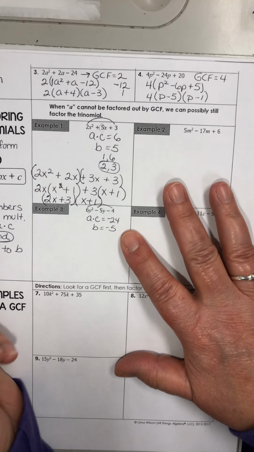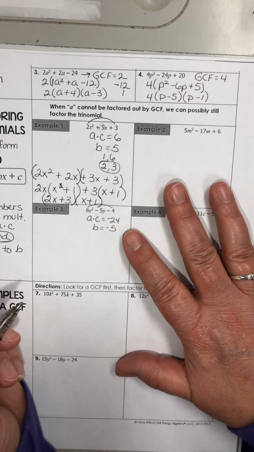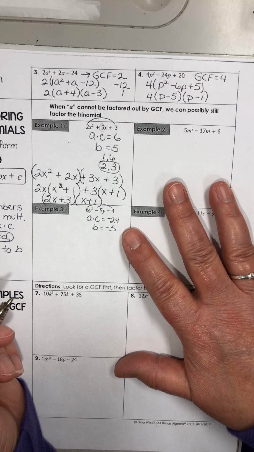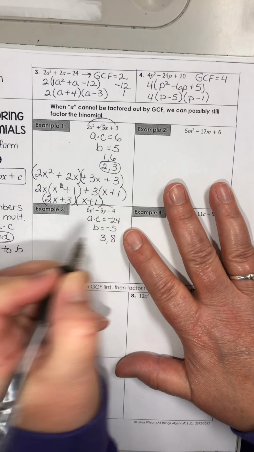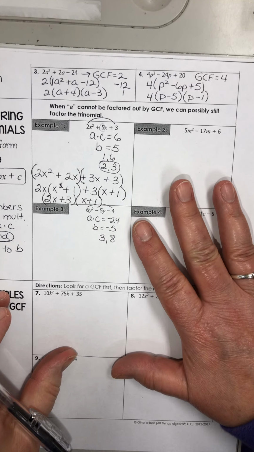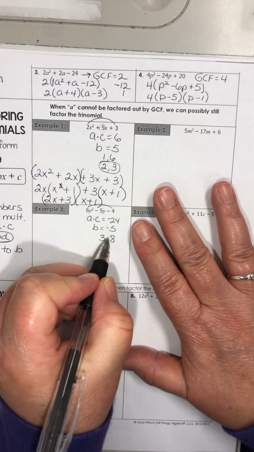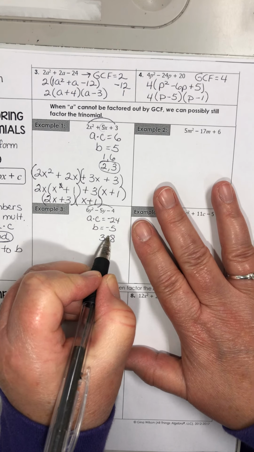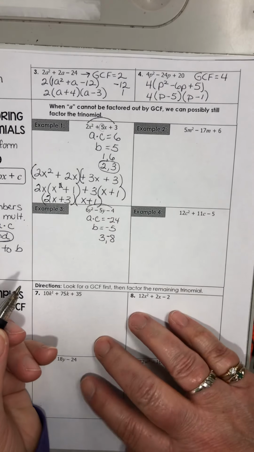If I start out with 1 and 24, nah. 2 and 12, can't get a 5. 3 and 8 sound pretty good. With 3 and 8, I could subtract those and get a 5, and I need a negative 5. So if I add a negative 8 and a positive 3, I get the negative 5.